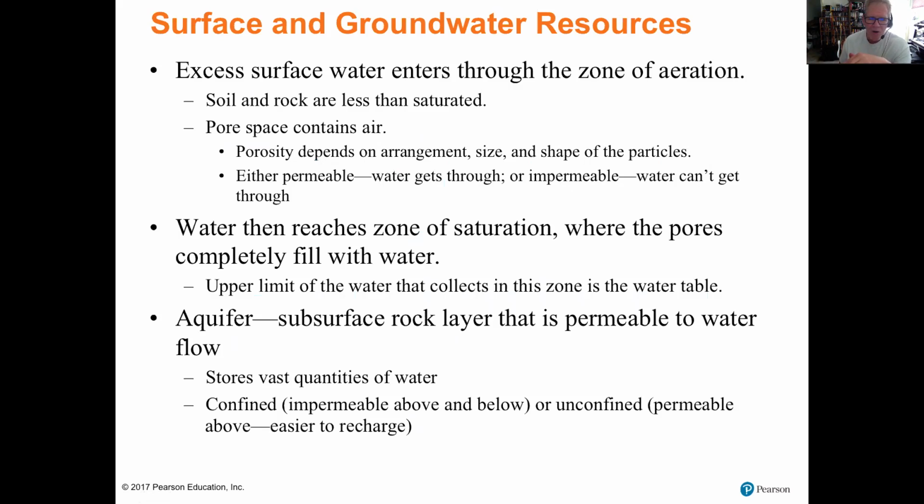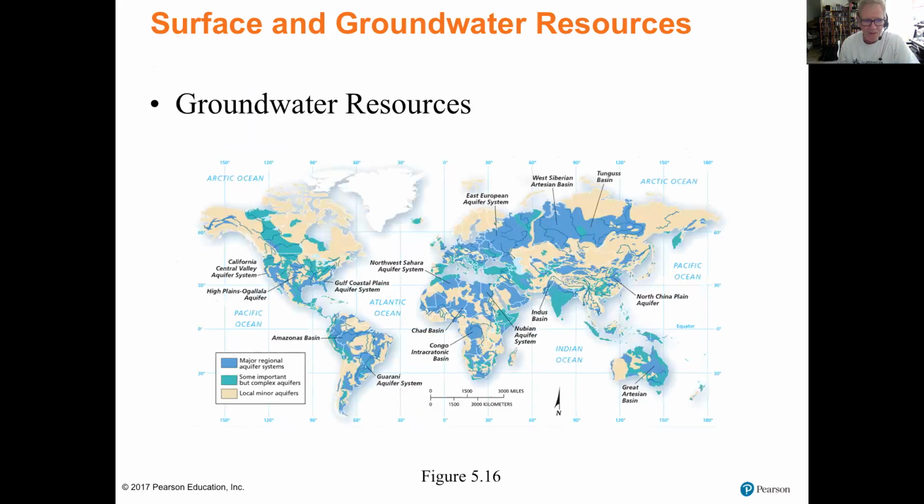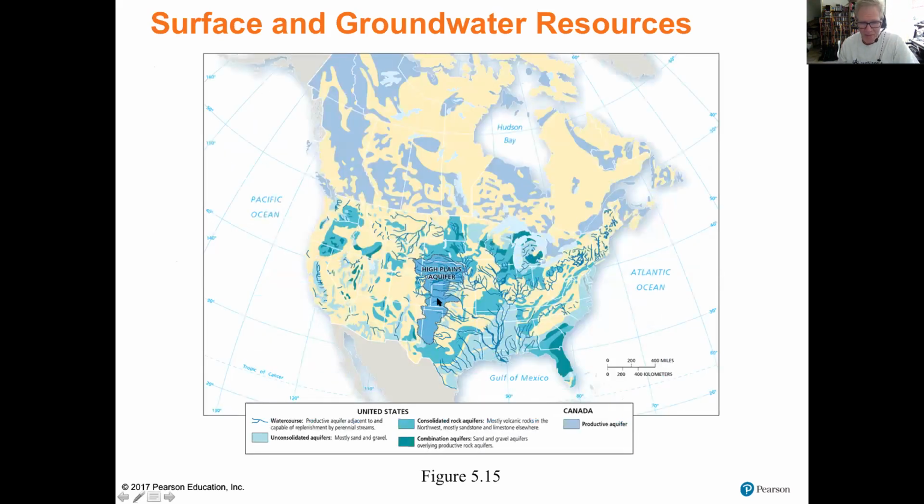Now, aquifers are subsurface rock layers that are permeable to water flow. They can store vast amounts of water. Sometimes they're confined, meaning that they're impermeable above and below, so there's a lot of pressure exerted on the water. Or sometimes they're unconfined, meaning that it might be impermeable below, but permeable above, so the water can easily flow down and recharge the aquifer. And let me go back to the slides. So this is a prime example of an unconfined aquifer where it's recharged by the precipitation coming down. But notice how big it is, okay? I mean, these are huge.